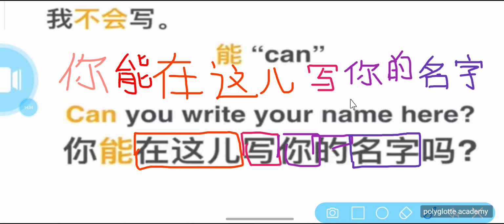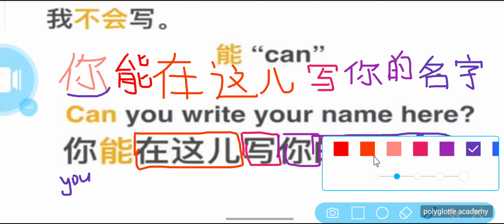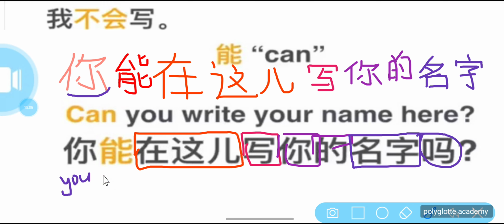We're going to translate a set of characters: 你能在这写你的名字吗. Let's write it without spaces. This character here means you, as we explained, and this character neng means can, in the sense of possibility or permission.